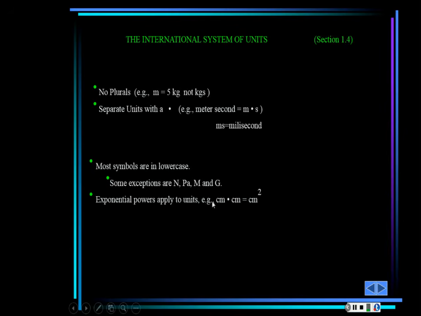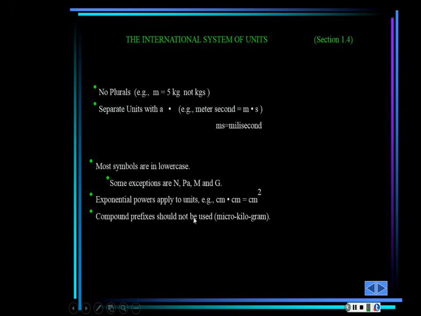Exponential powers applied to units. Remember that and review that, because one of the big errors that people usually make during the test is that they don't know how to convert the units. Remember, if you say that 1 meter is 100 centimeters, 1 meter square is not going to be 100 centimeters. Everything is squared. That means it's going to be 10,000 square centimeters. Think about that, and review that part.